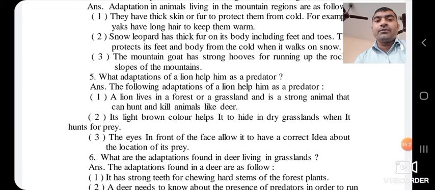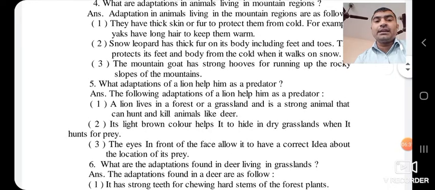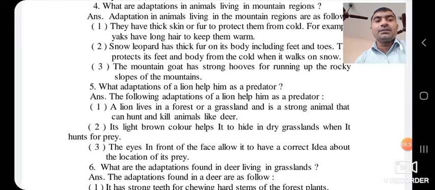A lion lives in a forest or a grassland, and it is a strong animal that can hunt and kill animals like deer and some small animals. Right. So this is the one point.